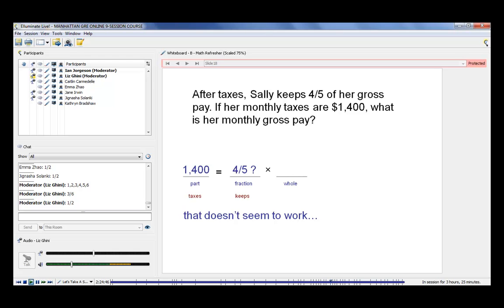Okay, so now, how do you calculate? After taxes, Sally keeps 4/5 of her gross pay. If her monthly taxes are $1,400, what is her monthly gross pay? This doesn't seem to work, does it? What should I be doing? If she keeps 4/5 of her gross pay, and we'll call this G, her gross pay, how would I set this up?